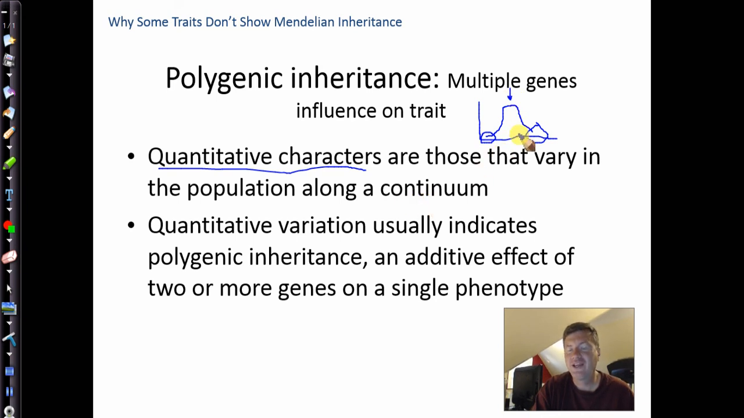Whenever you see a trait that, if you graph it, looks kind of like this, I'll try to draw it better down here, like a bell curve. That's not much better. If you see a curve like this, that usually indicates there's more than one gene influencing the phenotype. And there are some examples of this that we'll mention.